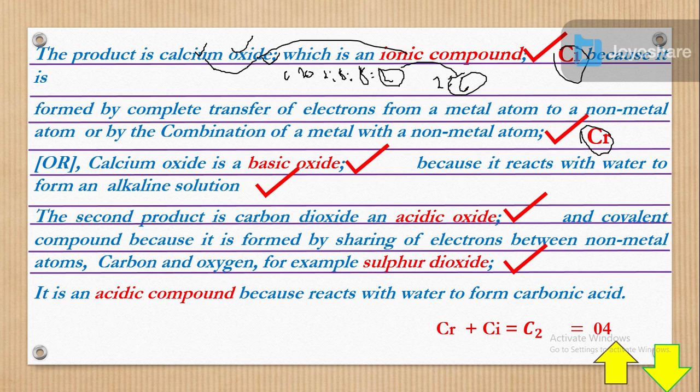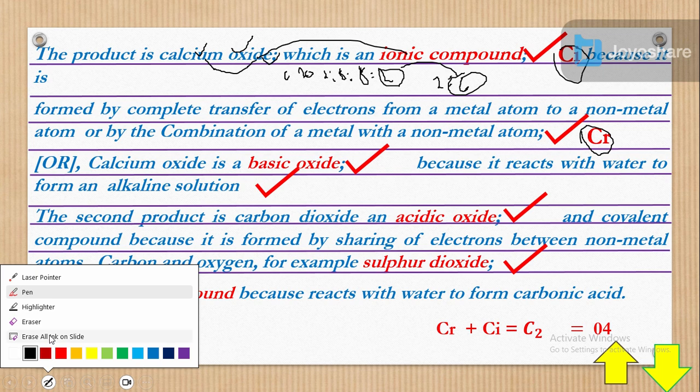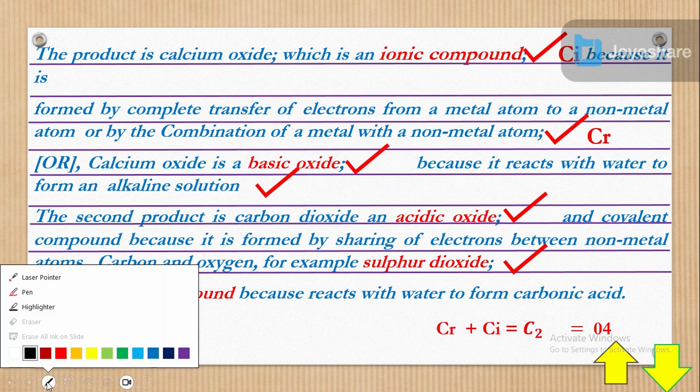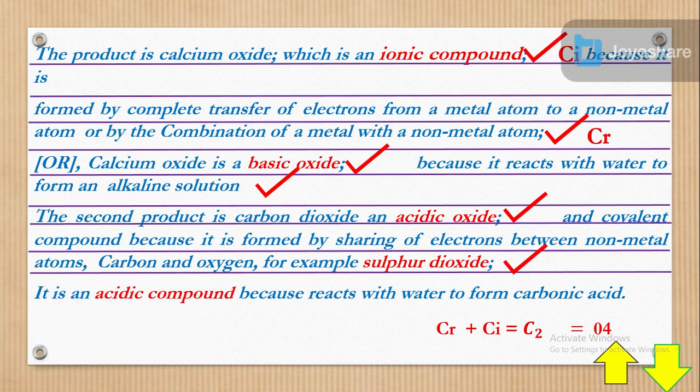Yeah, the reason is why ionic bond, because an ionic bond is a bond which is formed between a metal and a non-metal. So that's the reasoning you can give. First of all, identifying the product is calcium oxide. Category: how do you get calcium oxide? Through which kind of bonding? Okay, it's an ionic bond. Why ionic bond? It's a bond formed between metals and non-metals.